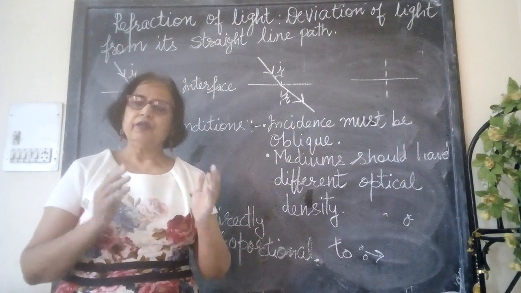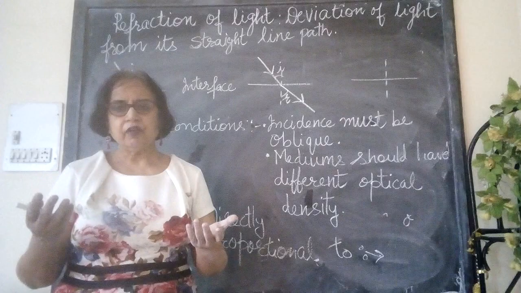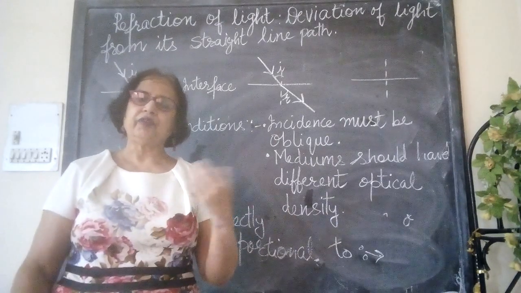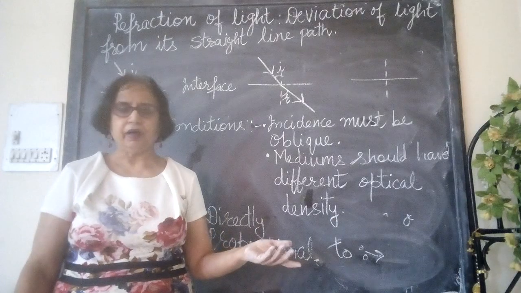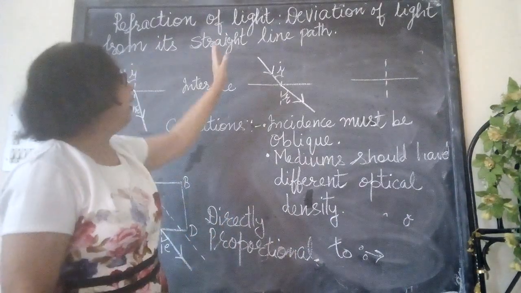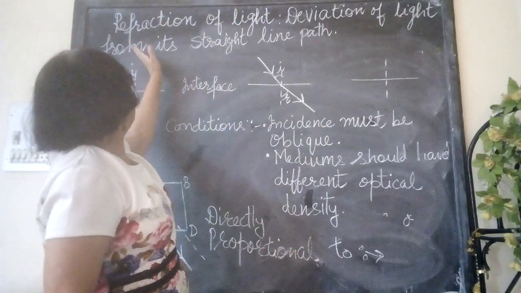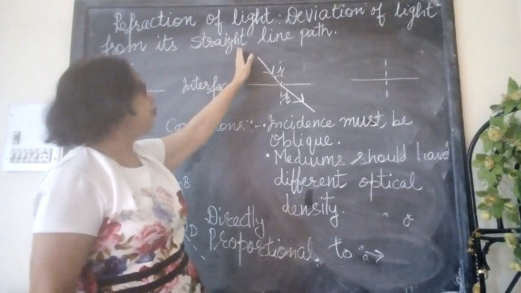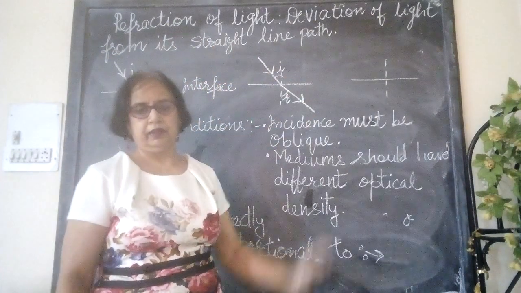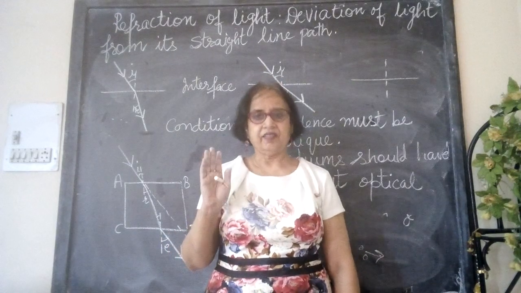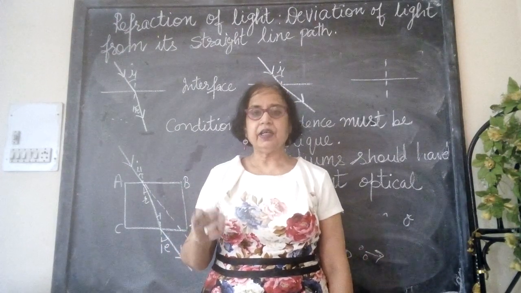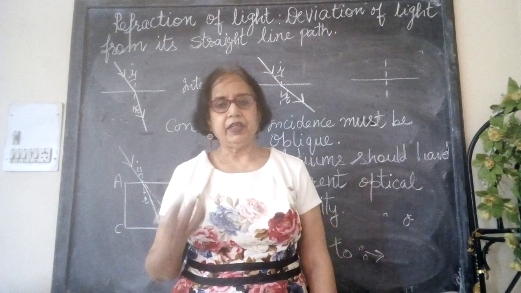Simply, we say reflection is the bouncing back of the light into the same medium after striking a surface, which is polished or maybe rough, and refraction is deviation of a light ray from its straight line path. Now, it is not that simple. The first question is, why does it deviate?